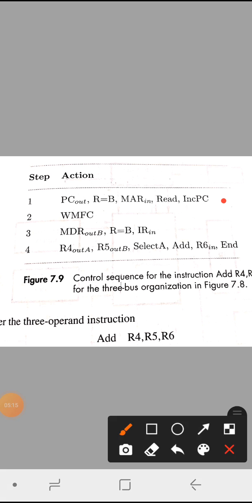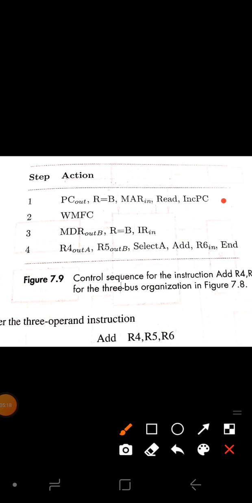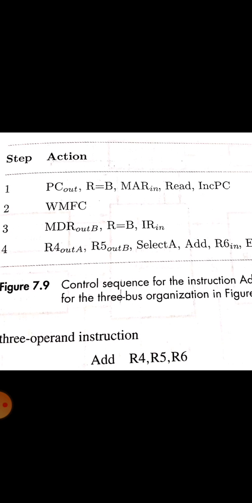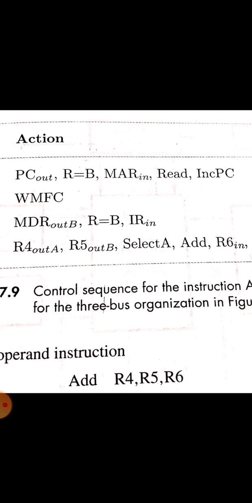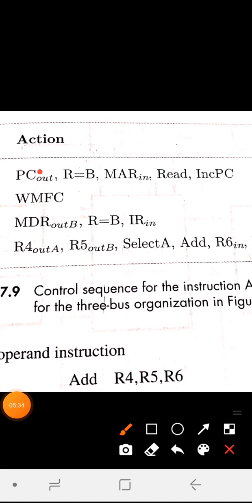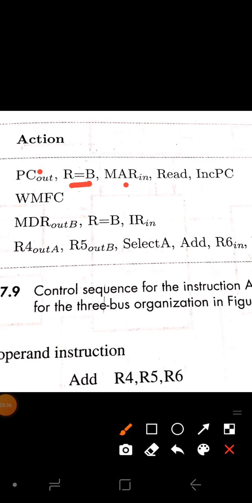In the first step, the contents of the PC are passed through the ALU, using the signal R equal to B. The content of B is sent directly over the bus and loaded into the MAR, that is your memory address register. The content of the PC is loaded into MAR, and we initiate a memory read operation. At the same time we increment the PC so that we can go to the next location.